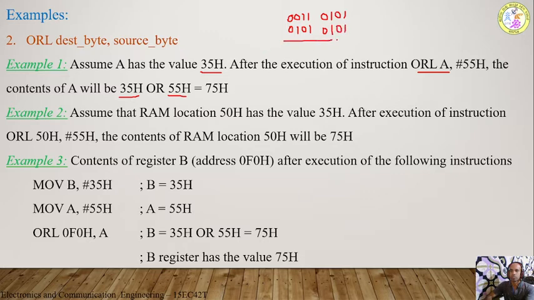Now again we need to perform the OR operation between these two. We know the property of the OR gate, that only when both the inputs are 0, the output is 0. Otherwise the output is equal to 1.